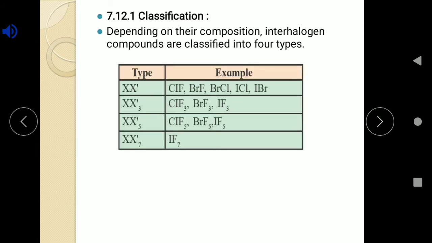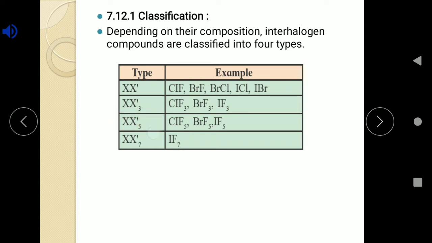Depending on the composition, these are classified into four types. The first type is XX'. That means both the halogens are single, and examples are ClF, that is chlorine monofluoride, BrF, that is bromine monofluoride, bromine monochloride, iodine monochloride, iodine monobromide, etc. Any combination you can do.